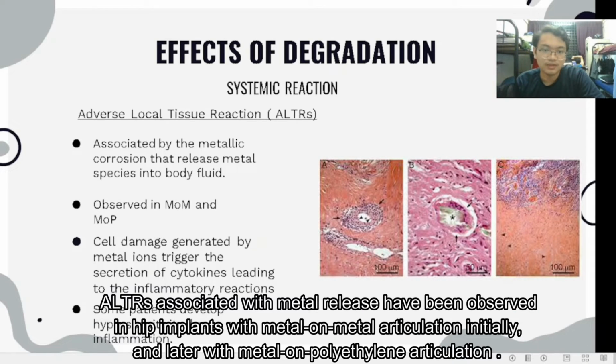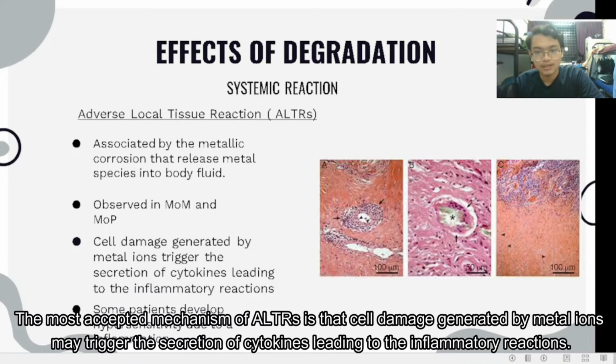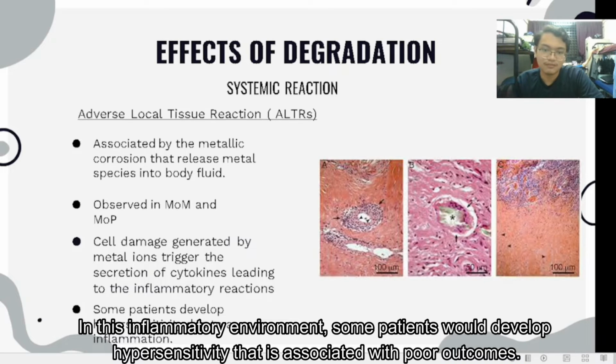ALTR associated with metal release has been observed in hip implants with metal-on-metal articulation initially, and later with metal-on-polyethylene articulation. The most accepted mechanism of ALTR is that cell damage generated by metal ions may trigger the secretion of cytokines, leading to inflammatory reactions. In this inflammatory environment, some patients develop hypersensitivity that is associated with poor outcomes.